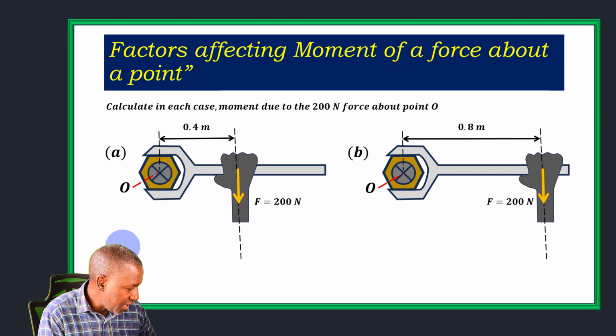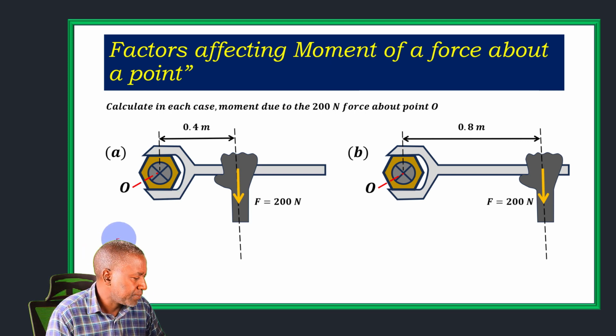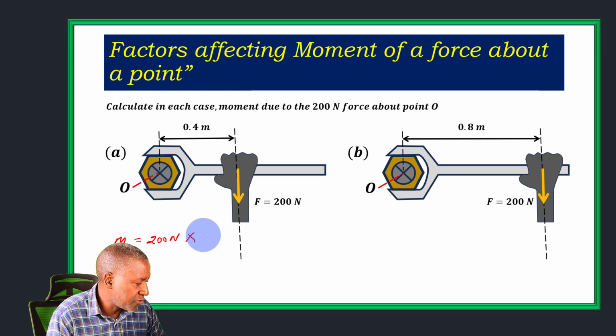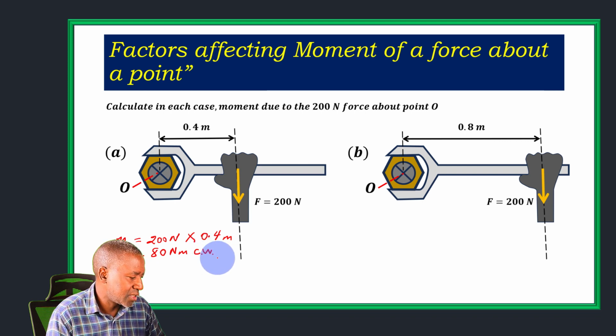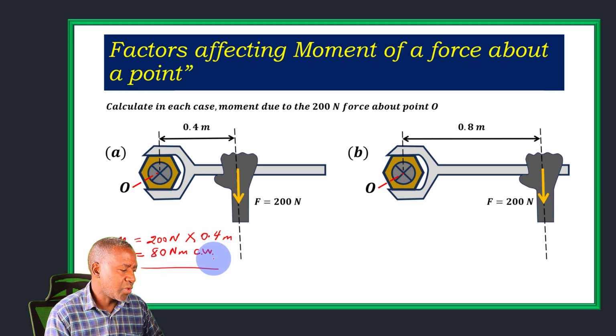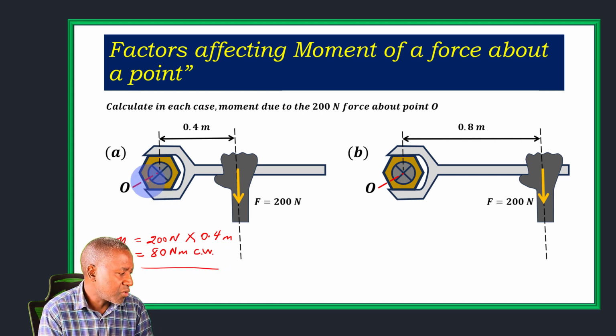So I'm going to do some inking. The moment due to the 200 Newton force about point O will be given by the force, which is 200 newtons times the distance of 0.4 meters. And you're going to see that this gives me 80 Newton meters clockwise. That is the moment due to the 200 Newton force about point O.